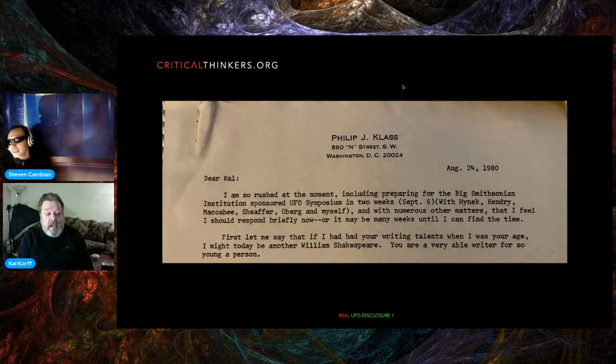Sure, yeah. But look at this letter from Phil, 1980. I'm so rushed at the moment, including preparing for the big Smithsonian Institute. That was a debate with Hynek, Hendry, Maccabee, Schaefer, Oberg himself. First, let me say, if I had your writing talents when I was your age, I might today be another William Shakespeare. You're an able writer and so on.